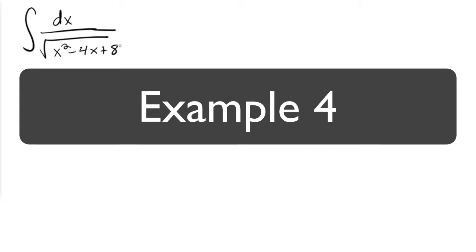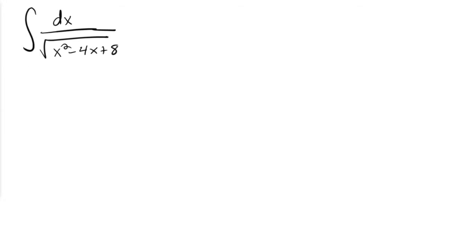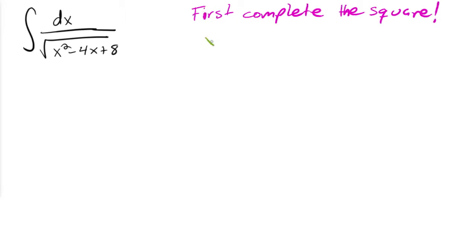Okay, so here we have one of the more difficult trig substitution cases where you have to first complete the square on what's inside the square root. So the first thing we're going to do, we're going to grab this x squared minus 4x plus 8, and then we're going to complete the square on this.